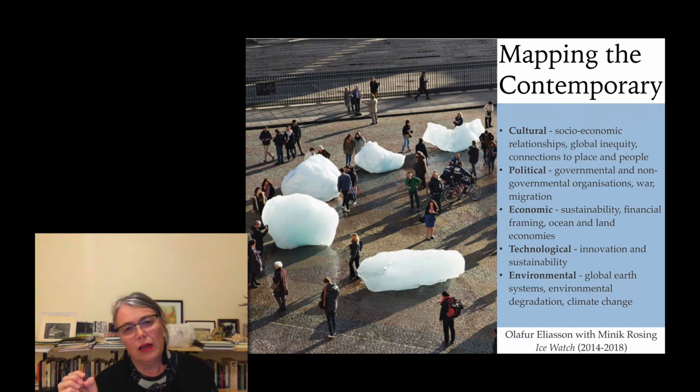So previously in this subject, we've talked about keywords a lot and we've talked about thematic framing a lot. And what I'm talking about today is this larger kind of meta framing, which is the social and cultural contexts in which art occurs. And I'm giving these 5 contexts to you: the cultural, the political, the economic, the technological, and the environmental.